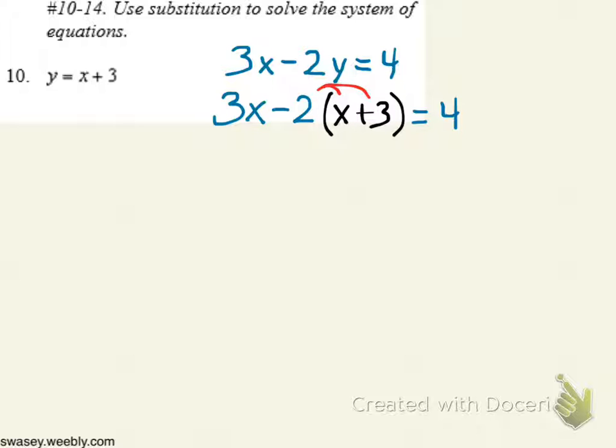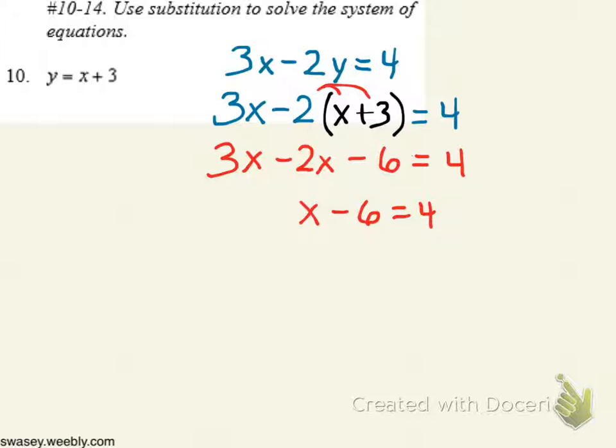So think of that as a negative 2 being multiplied by the x, a negative 2x, and then negative 2 times 3 is negative 6. Make sure you keep that negative with the 2 as you distribute it. Combine like terms, 3x minus 2x, that's 1x, or just x. To get rid of the minus 6, add 6 to each side, and we figured out what x is. X is 10.